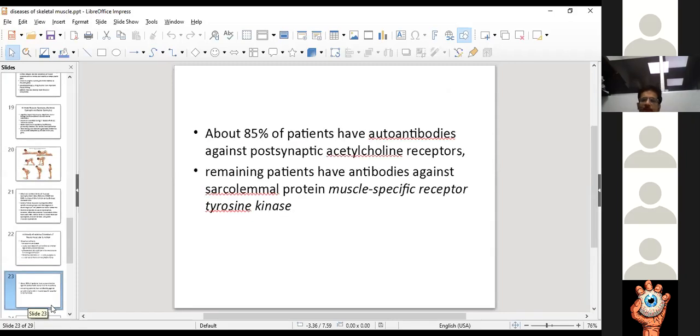About 85% of patients have antibodies or autoantibodies against the post-synaptic acetylcholine receptors. So the motor end plate is actually the area under attack. Remaining patients have antibodies against sarcolemmal proteins or muscle-specific receptor tyrosine kinase. The end result is that, because of the problem in transmission of the impulse from the nerve to the contractile apparatus of the muscle, there is resulting muscle weakness.